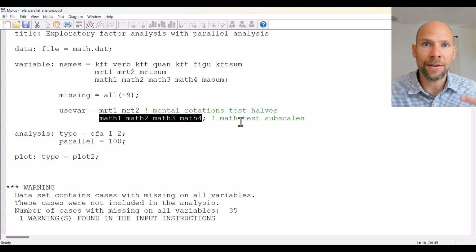So what are the things that you would look at in Mplus in order to find out, should I retain 1 factor or do I need 2 factors? So let's get started and let's take a look at that.